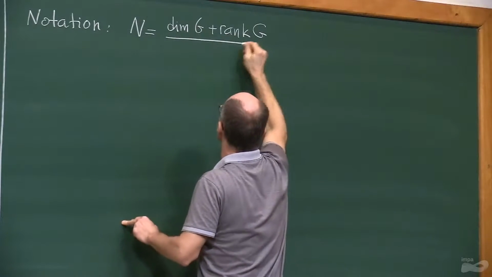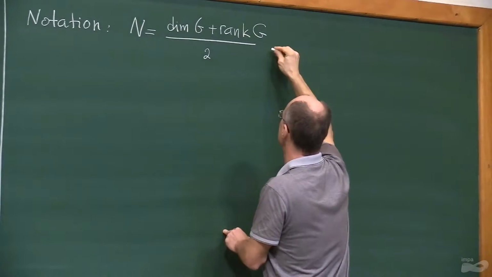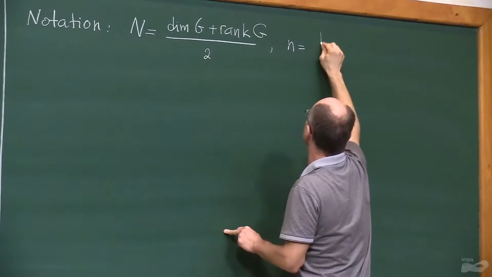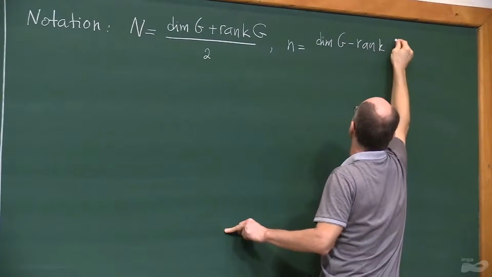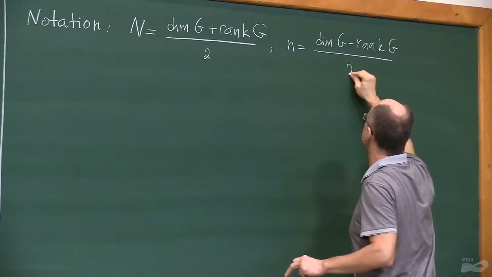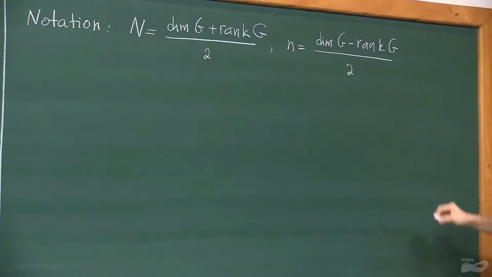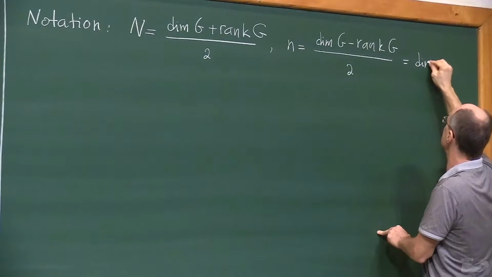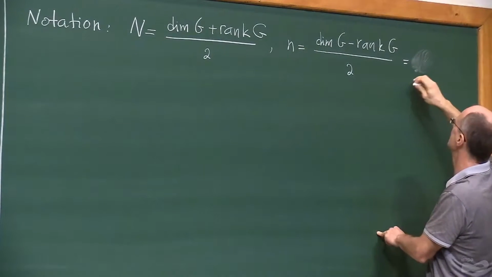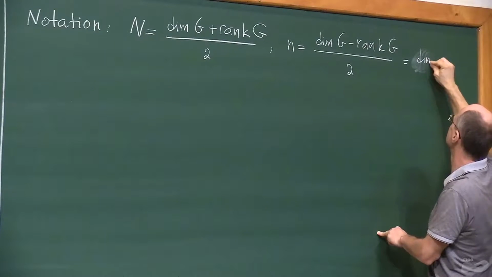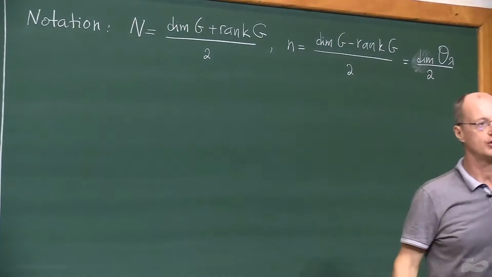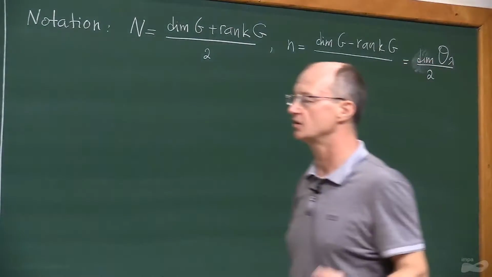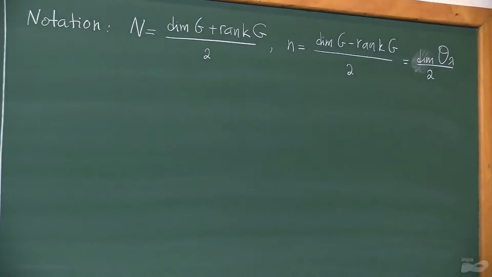So the sum of the dimension of G and the rank of G over 2, and by small n, the difference of dimension and rank over 2. Actually, this is half of the dimension of our regular coadjoint orbits. And this is the number of action and angle variables that we want to have.